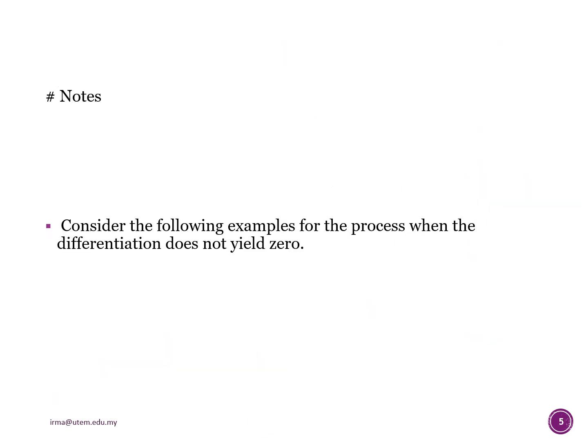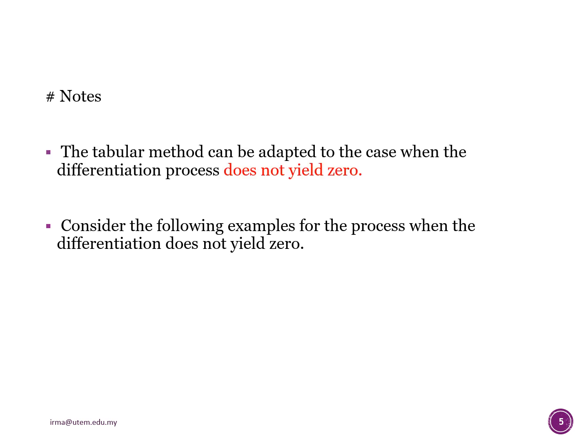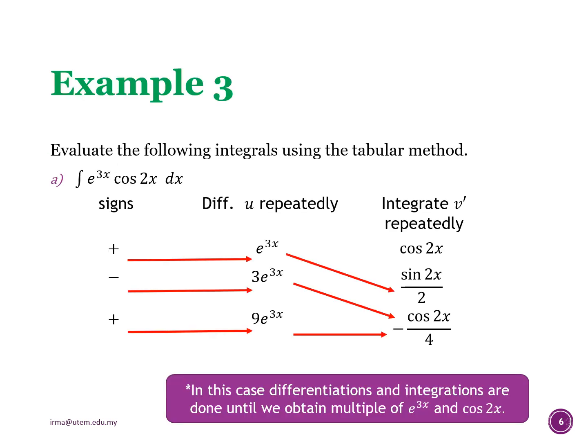Notes. Consider the following examples for the process when the differentiation does not yield 0. Because some of the functions that you differentiate cannot be 0, if you have a combination of something that you cannot make 0. For example, if you have exponential and also trigonometric. If you differentiate exponent, you'll get the same exponent until infinity, so you cannot get 0. So what can you do if you have this kind of question?